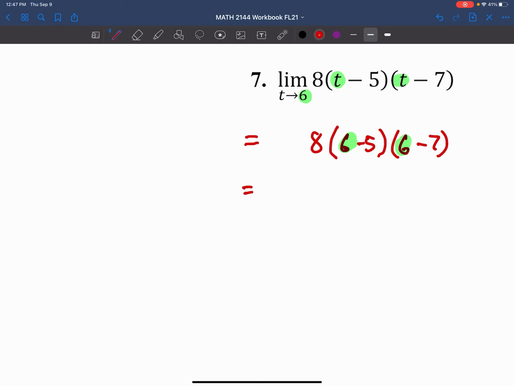So what we should end up with here is 8 times 1 times minus 1, or minus 8. This example illustrated, again, that we don't necessarily have to always work with x. T is another common one we'll work with.